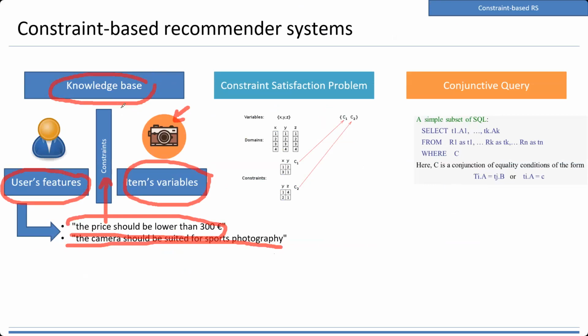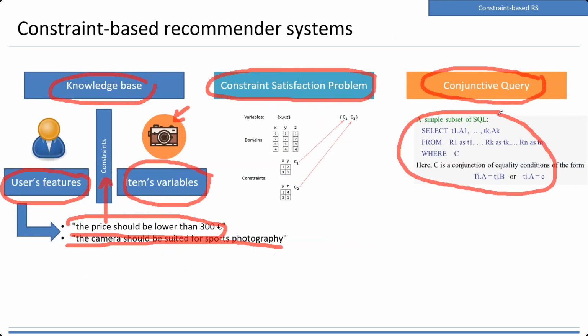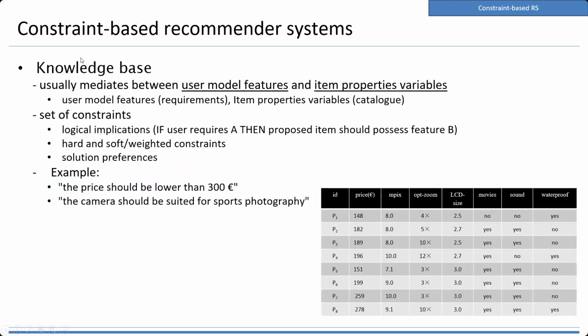So if we have the knowledge, then we can look at some other methods like the constraint satisfaction problem. In optimization, there's a problem called the constraint satisfaction problem. And we can also do it with the conjunctive query. Some examples of conjunctive queries are like SQL. You know SQL. If you learned database, I think you know what SQL is. So we will look at those one by one.